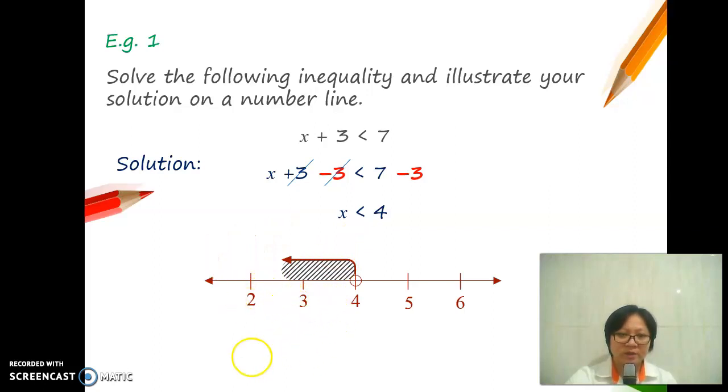As you can see, you can check whether this is the correct answer or not by picking a number on the shaded region, for example 3, and use it in the inequality here. So 3 plus 3 equals 6. 6 is less than 7. That's true. So this is correct.